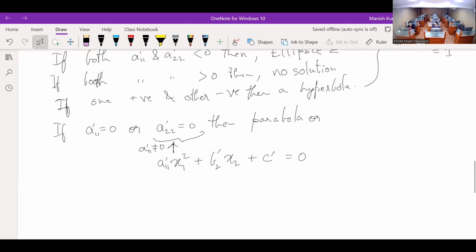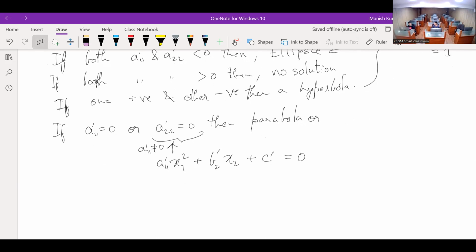Now in this case, what happens is, so now there are cases again. It could be a parabola or it could be a degenerate conic. So in this case, what happens is if B2 prime is 0, then this is a degenerate conic, right?